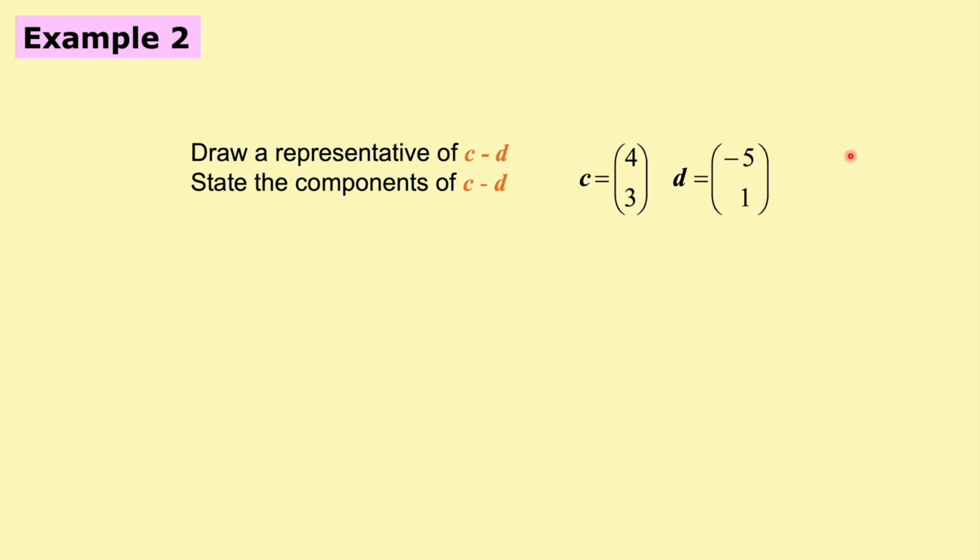Okay, second example. We have to draw our directed line segments, so our resultant vector of C subtract D, and then also stating the components of C subtract D. So to do this, we're going to start by writing down our negative D vector. So the negative of D, we're just swapping our signs around. So this was negative 5, it becomes plus 5. This is positive 1, it becomes negative 1.